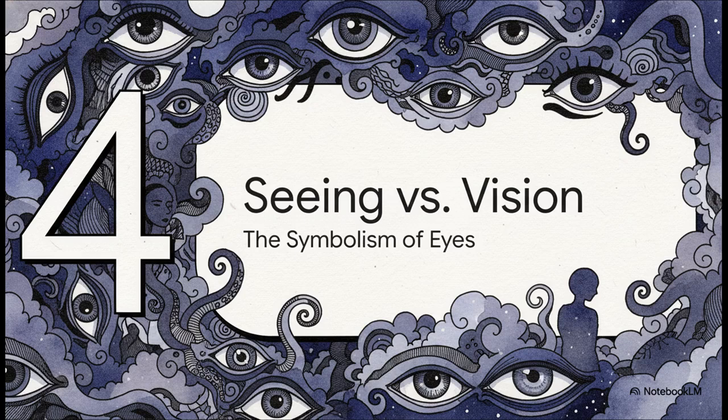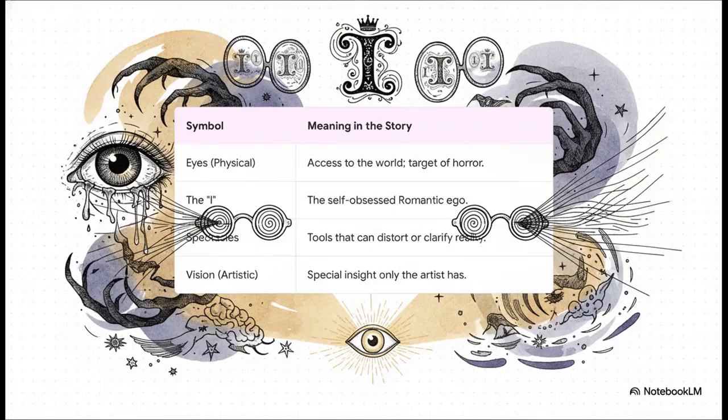Okay, so to truly get Romanticism and The Sandman, we have to unpack the story's most important symbol, and it's hiding in plain sight, the eyes. This story is absolutely obsessed with eyes, and it uses the word in a few brilliant ways. First, you've got physical eyes, right? Our window to the world and the main target of the Sandman's horror. Then you have the I, as in the ego. The Romantic author is all about I. Then spectacles show up as these tools that prove reality is subjective. They can make things clear, or they can totally distort them. But the most important one is vision.